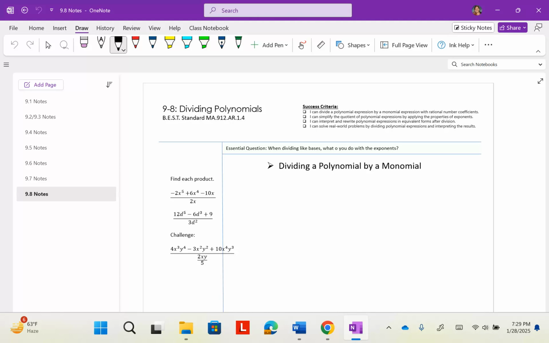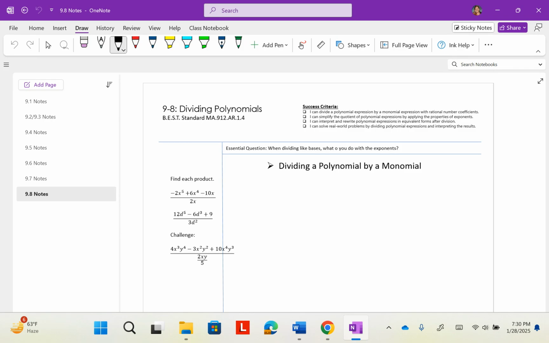Alright guys, congratulations, we made it to the end of Unit 9 and we are dividing polynomials by a monomial. And this, I think, is the perfect way to tie in everything that you've learned all together. I think this is a pretty satisfying type of math. And yeah, you'll see what happens.